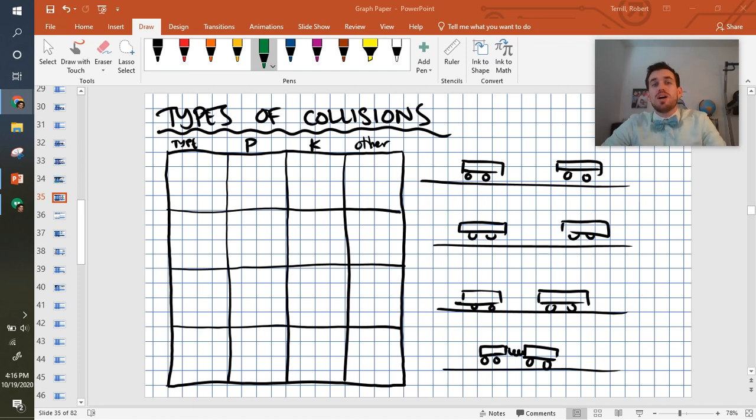All right, so we are going to talk about different types of collisions in this video. Then we're going to talk about what's different about them, especially in terms of momentum, kinetic energy, and then some other notes. So there are four types of collisions.